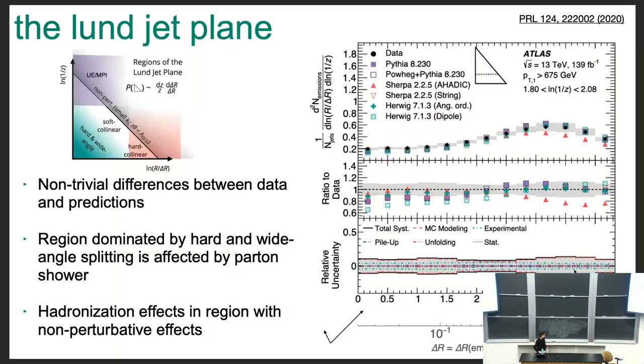It won't naturally translate. Let me give you an example. Say you want to test a grooming algorithm, where soft drop is better than some algorithm X, or you want to compare some new jet substructure algorithm to tau 1-2 or D1, D2. You have a t-tbar sample with hundreds of millions of events, and a lot of them are boosted W, where you know for sure it's a W jet with two quarks. You have millions, literally, of events like that. So you could immediately test your two, three, or four models with the data without any reliance on the Monte Carlo whatsoever.